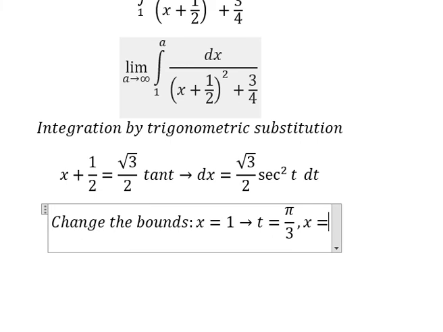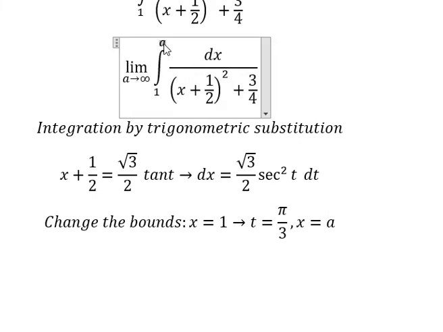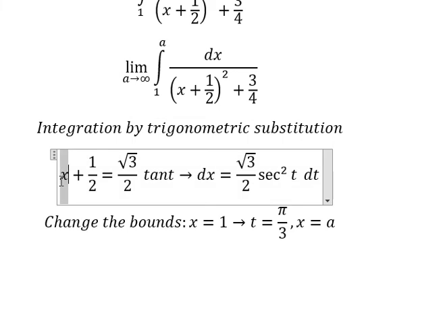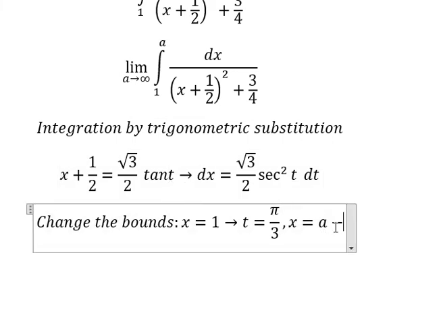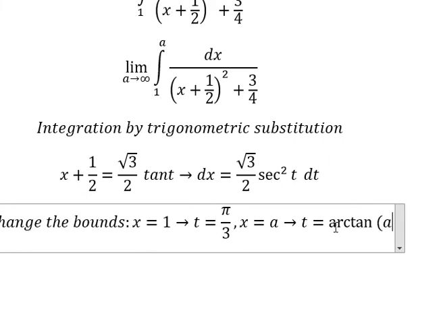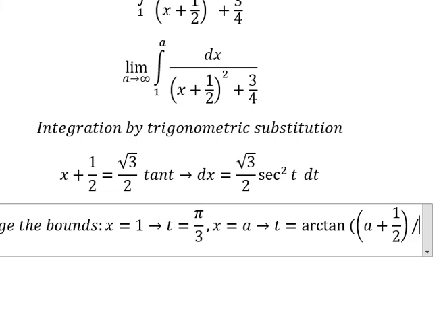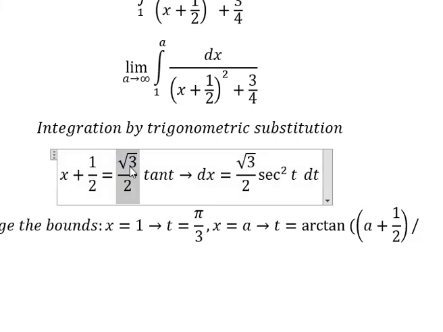When x equals a, so we have a in here, and I will put a in here to find the value of t. So t equals arctan of a plus 1 over 2 over the square root of 3 over 2.